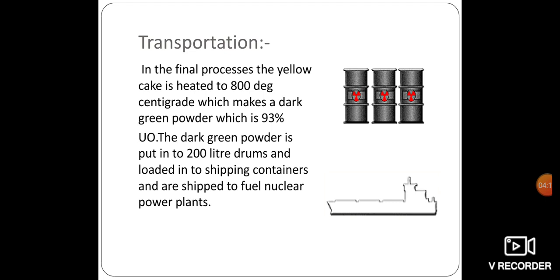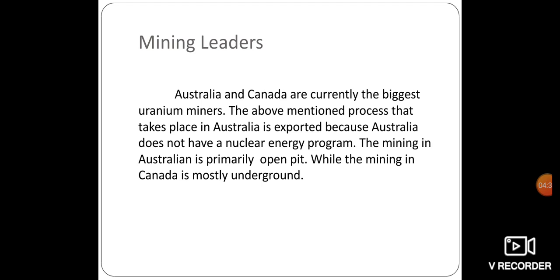Transportation. In the final processes, the yellow cake is heated to 800 degrees centigrade, which makes a dark green powder that is 93% U3O8. The dark green powder is put into 200-liter drums, loaded into shipping containers, and shipped to fuel nuclear power plants.